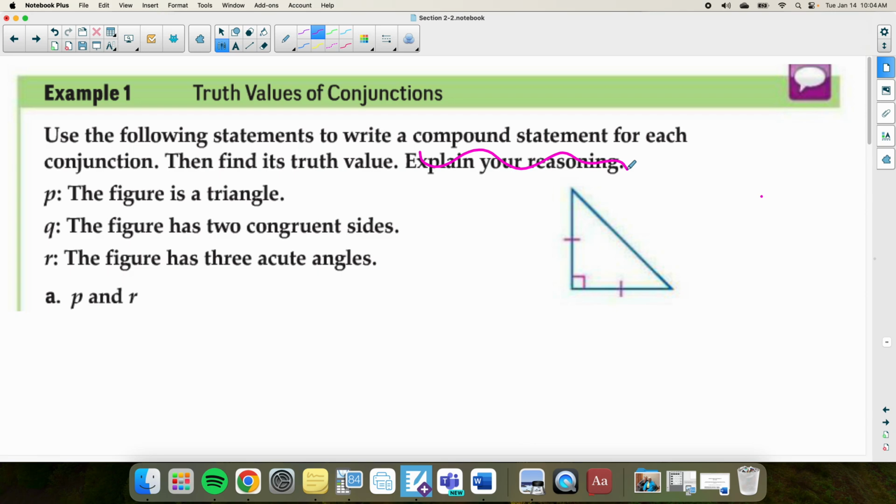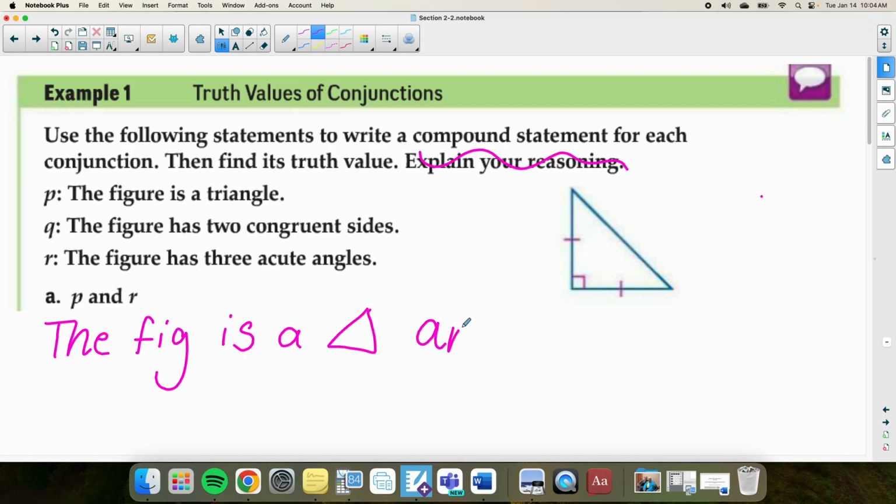I use abbreviations a lot, so you're welcome to use abbreviations as long as they're not more than what I'm doing. So like, I'm gonna say the figure, and I'm gonna do FIG for figure, is a triangle, I'm gonna make a triangle, and then they want me to write out R, so that is the figure has 3 acute angles.